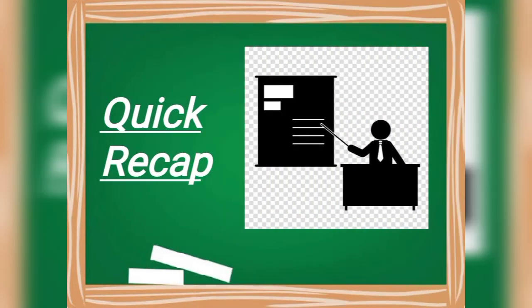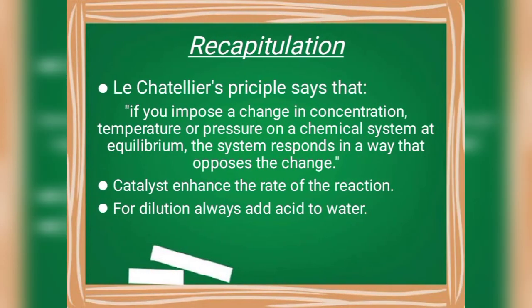So here I have a very quick recap for you. Today I discussed with you Le Chatelier's principle. Le Chatelier says that if you impose a change in concentration, temperature or pressure on a system at equilibrium, the system responds in a way that opposes the change. I also discussed with you the term catalyst. Catalysts enhance the rate of reaction. Catalysts never disturb the equilibrium. For dilution, we always add acid to water.